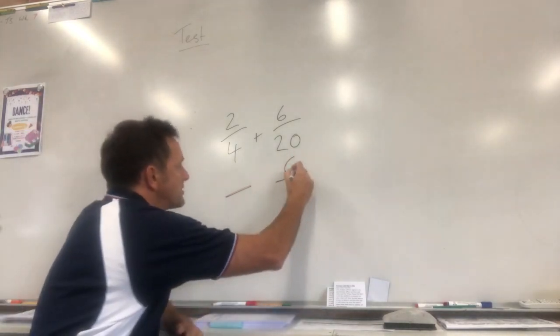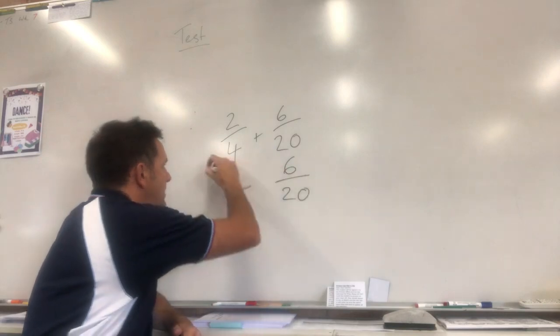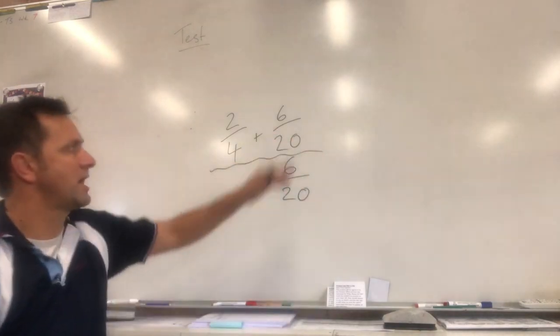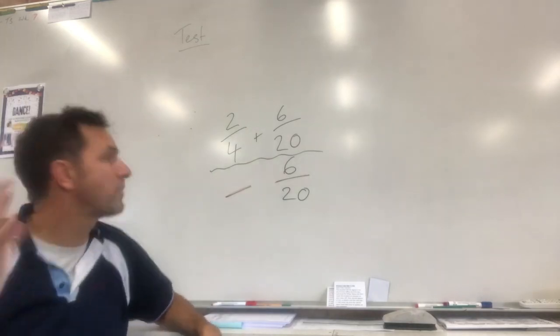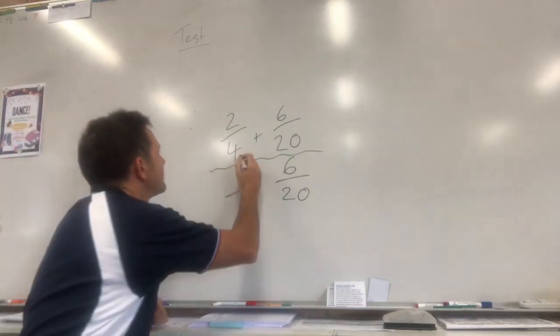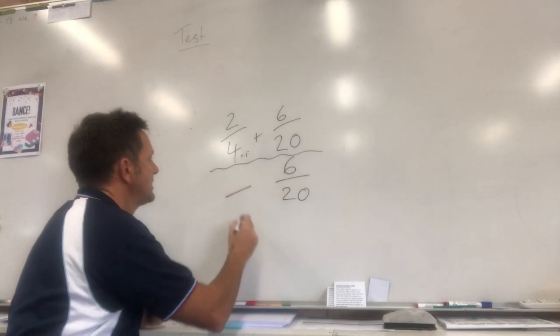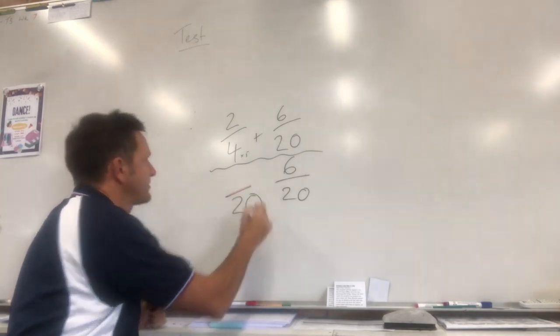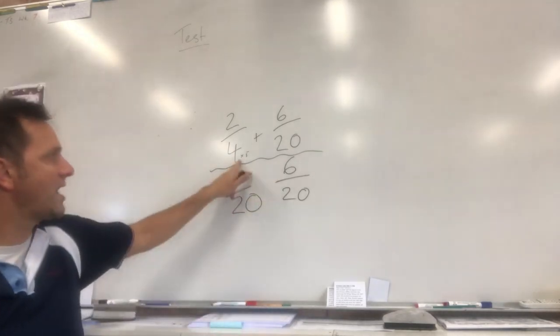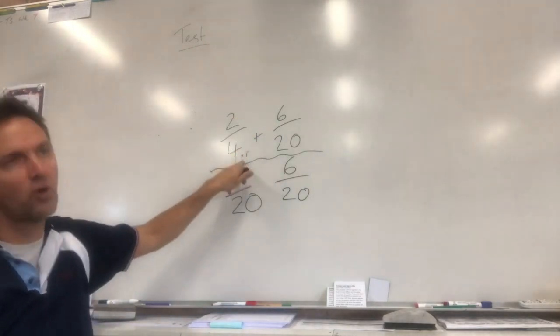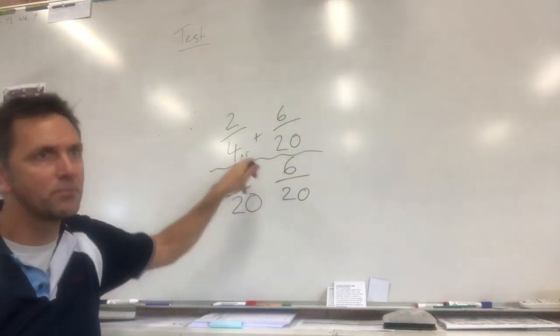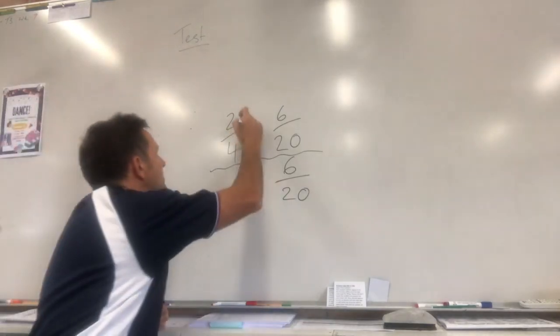We don't need to change 6 over 20. That's already the same thing. We don't need to change that. But how do we get from 4 to 20? We times it by 5. So 4 times 5 equals 20. With fractions, whatever we do to the bottom, we've got to do to the top. So we've timesed the 4 by 5. What do we got to times the 2 by? 5. Right, times by 5.